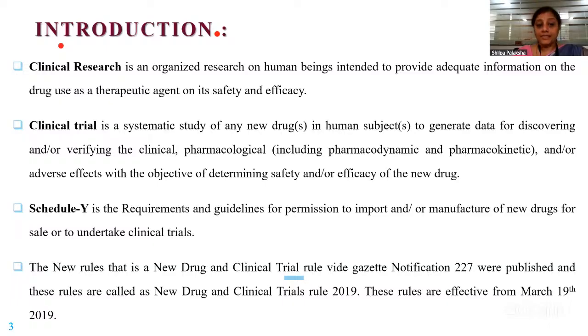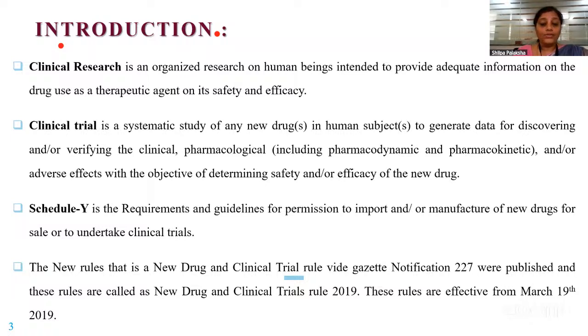Clinical trial is a systematic study of any new drug in a human subject, and it helps in generating the data for discovering and verifying clinical aspects and pharmacological aspects, which include both dynamics and kinetics, and the adverse effects of the particular new drug or new entity which we are studying. The whole objective is determining the safety and efficacy of a new drug before it is released into the market. That is the whole purpose of conducting a clinical trial.